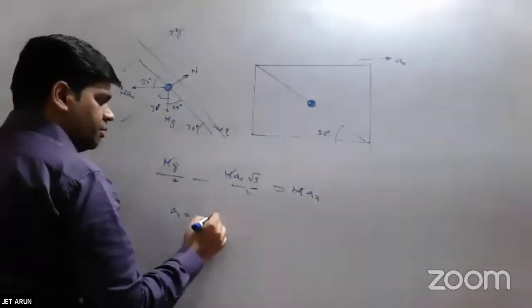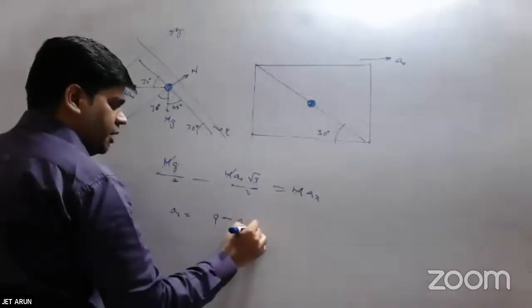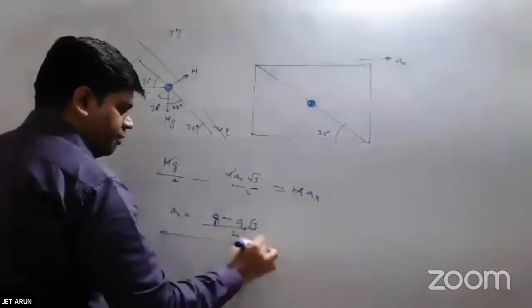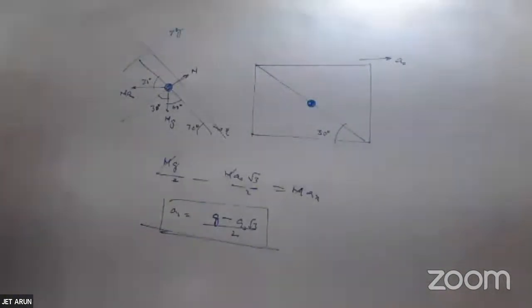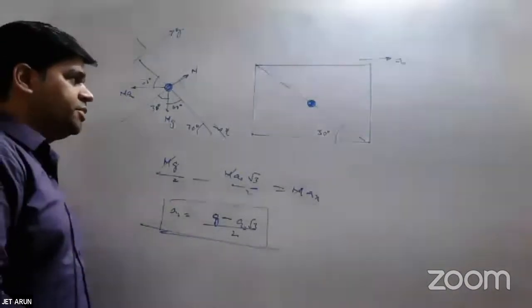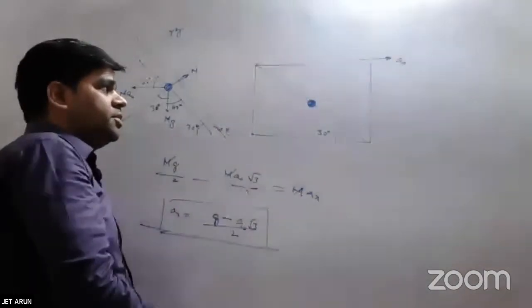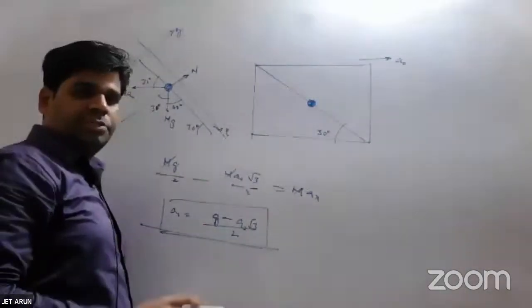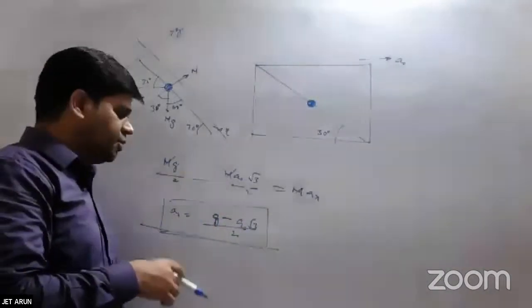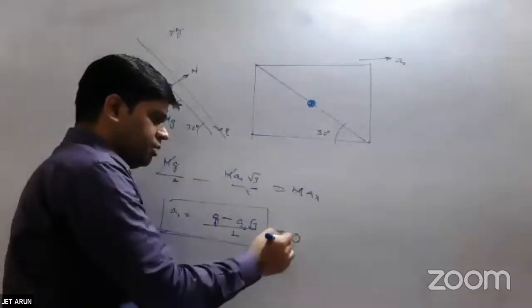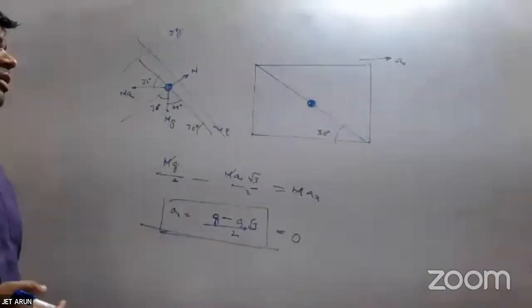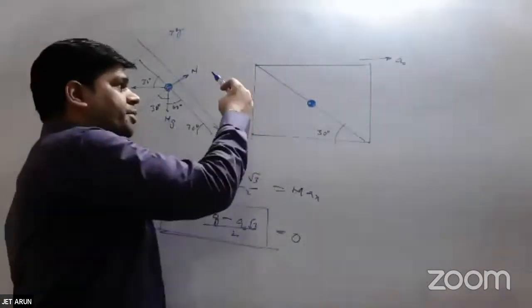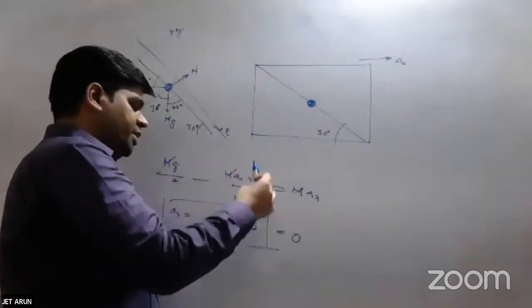So ax is equal to g by 2 minus a0 root 3 by 2. This is the acceleration of the bead with respect to the car along the rod. So if I ask what should be the acceleration of the car such that this bead doesn't move with respect to the car, that is, the bead is at rest with respect to the car, then I'll make ax zero. All right, ax will be 0. I'll get a0 equal to g by root 3. Fine. But what if I say this bead should go up with an acceleration of g?